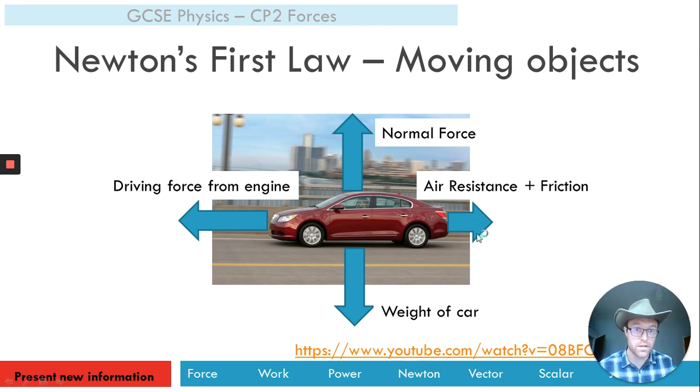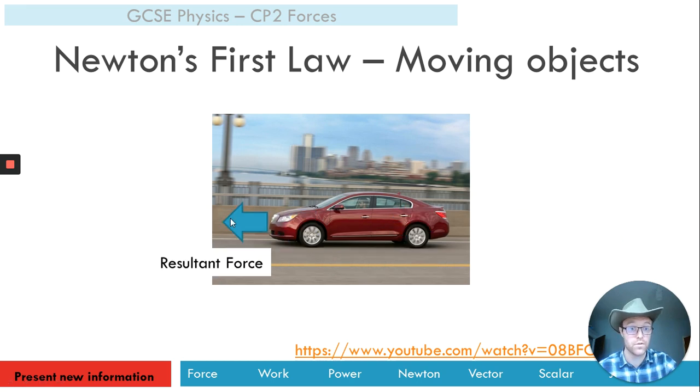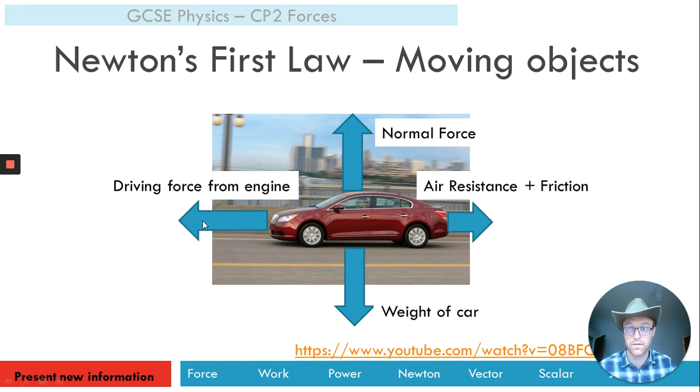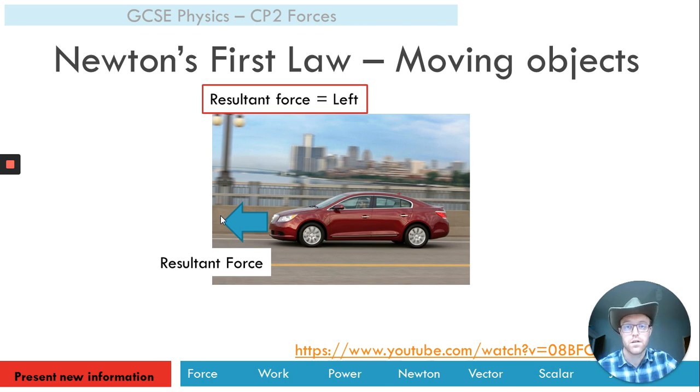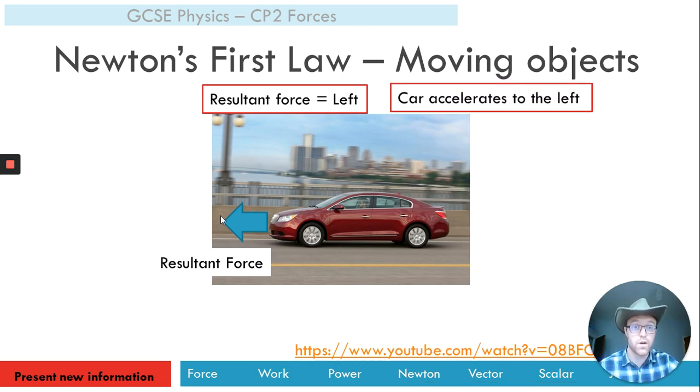Air resistance and friction is a small arrow. It's a relatively small force compared to the driving force from the engine, which is a much larger arrow in the horizontal direction. If we add up the driving force from the engine and the air resistance acting backwards, then we will have a force left over acting to the left. The resultant force. This makes sense. There is more force acting to the left than there is acting to the right. And so if we add them together, we will have some force acting to the left. That's our resultant force acting to the left. We've got a resultant force acting to the left, and so the car will accelerate. It will change its velocity to the left.